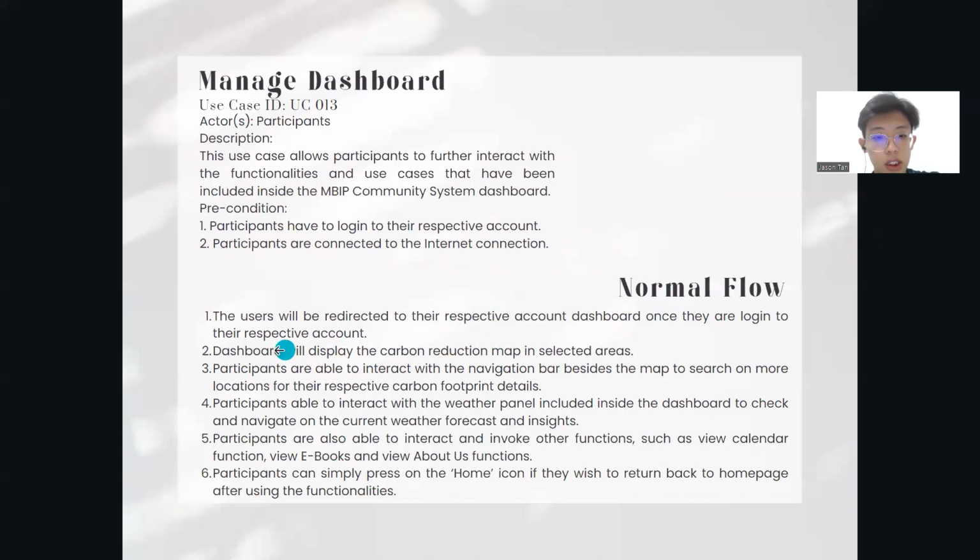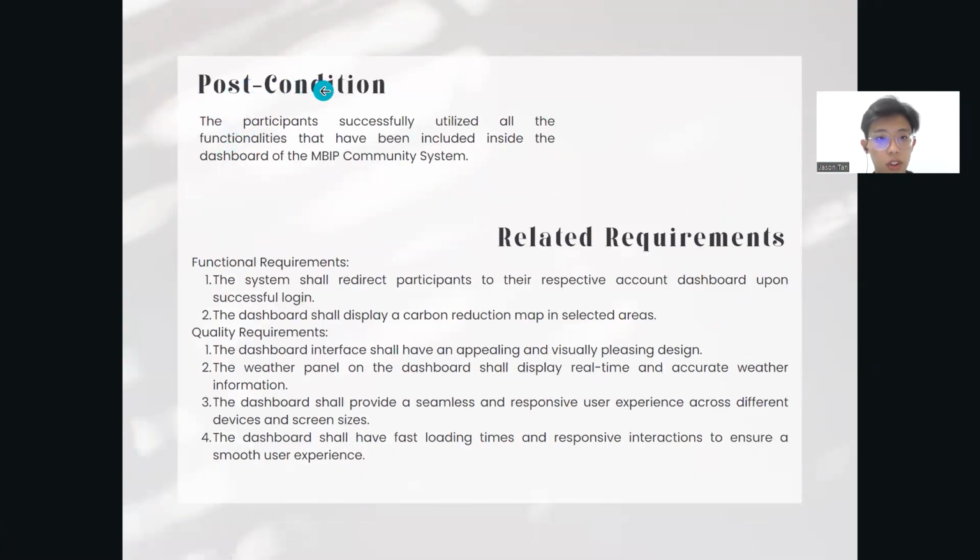For the use case, the user will be redirected to their respective account dashboard once they log in, and then the dashboard will display its content. The participants can navigate to the weather panel through the dashboard and the navigation bar, and there are also other functionalities such as the view calendar function, view ebook function, and the view about us function. The user can use the functions and they can redirect back from the functionalities to the dashboard by clicking on the home page button. The post condition for this use case is the participants successfully utilize all the functionalities that have been included inside the dashboard of the MBIP community system.